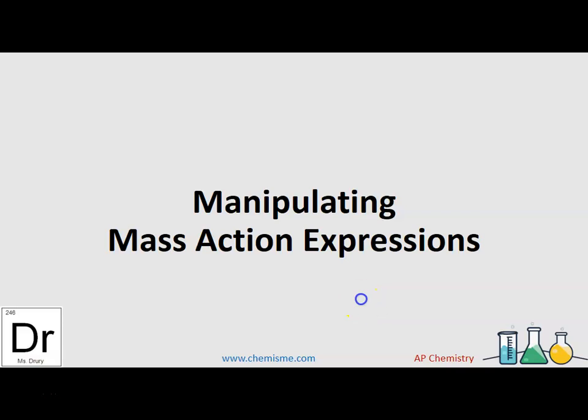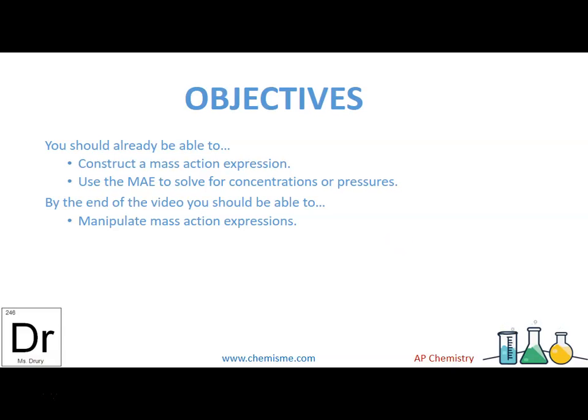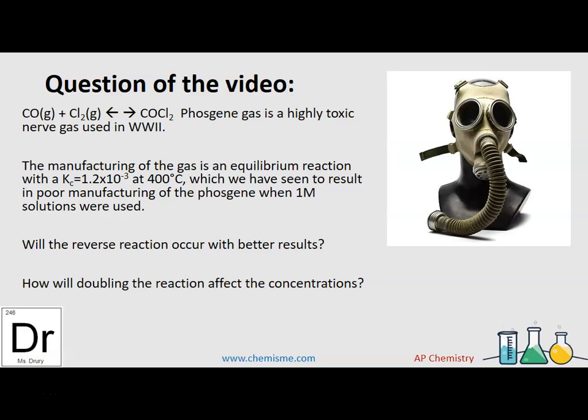This video is about manipulating mass exponent expressions, so you should already be able to construct them and solve them, but now we want to know how we can manipulate them in case the recipe doubles or triples or halves or reverses. So the question of the video is about that same phosgene gas that was used in World War II.